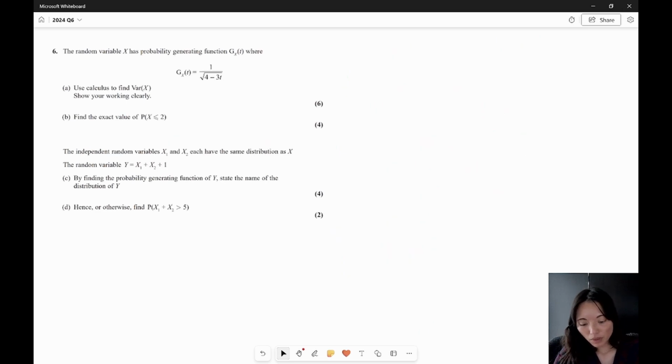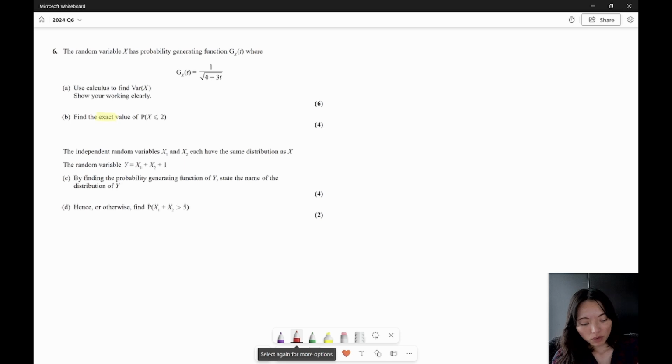Moving on to part B. It's asked us to evaluate the exact value of probability of x less than or equal to 2. Note the word exact there in the question. So we probably don't want to approximate our answer. If we could get a fraction, then we need to get a fraction. Let's see what we get.